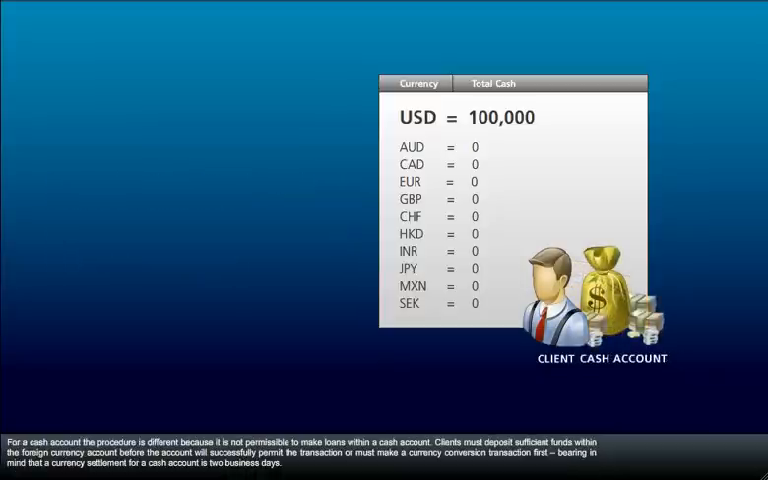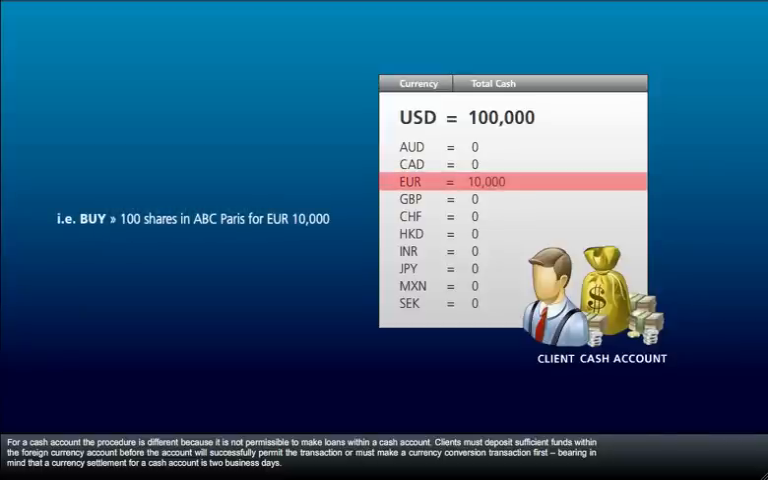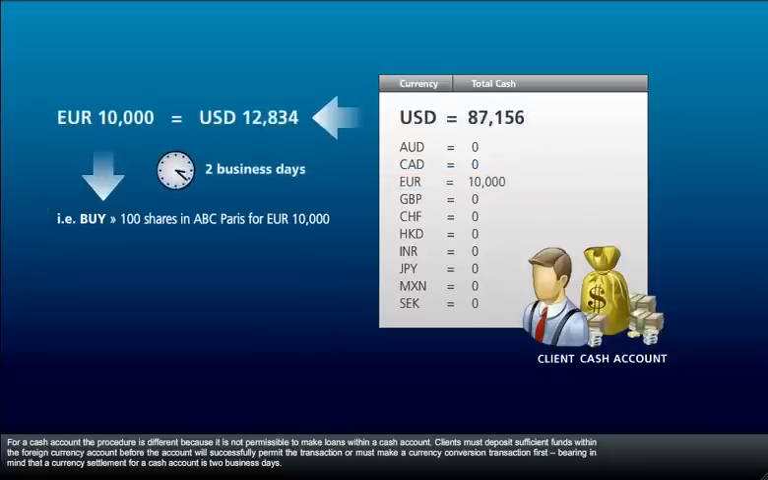For a cash account, the procedure is different because it is not permissible to make loans within a cash account. Clients must deposit sufficient funds within the foreign currency account before the account will successfully permit the transaction, or must make a currency conversion transaction first, bearing in mind that a currency settlement for a cash account is 2 business days.